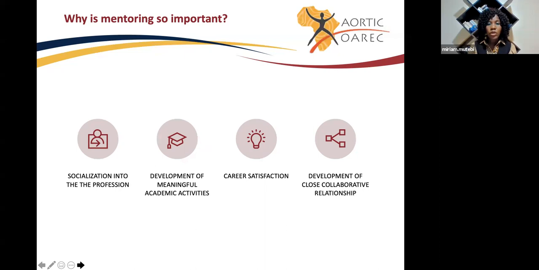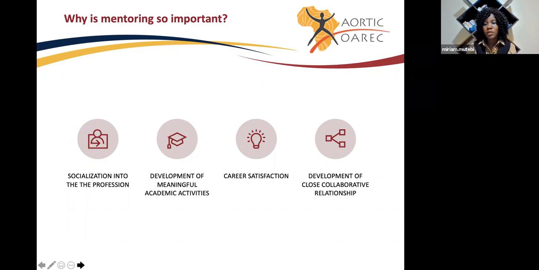And so we talk a lot about mentoring, but why is it so important? I think one of the key aspects around this is, one, the whole socialization into the profession, just building the community of practice, being able to interact with your peers, learning the ropes, as it were, rather than trying to reinvent the wheel, learning perhaps what works in your environment, what doesn't, and then also looking towards the development of meaningful academic activities, whether these involve teaching, service delivery, all the way through research. Mentoring is a key aspect that helps to drive this agenda forward.